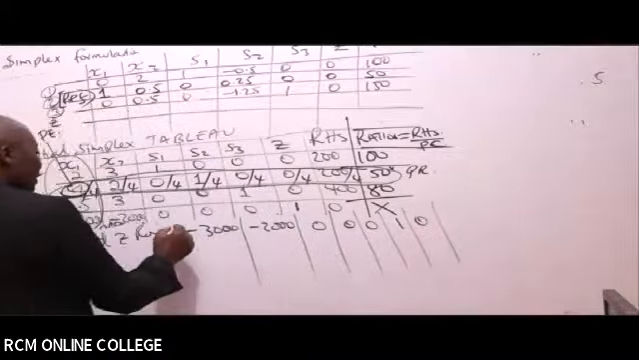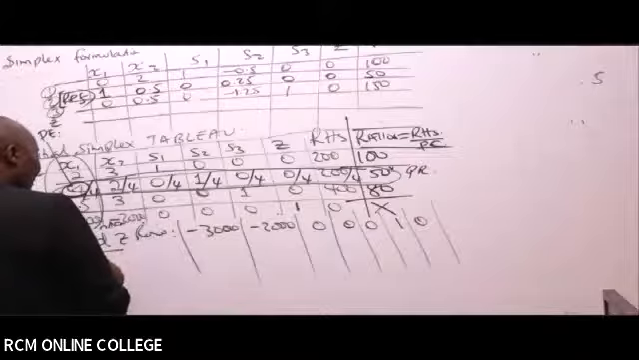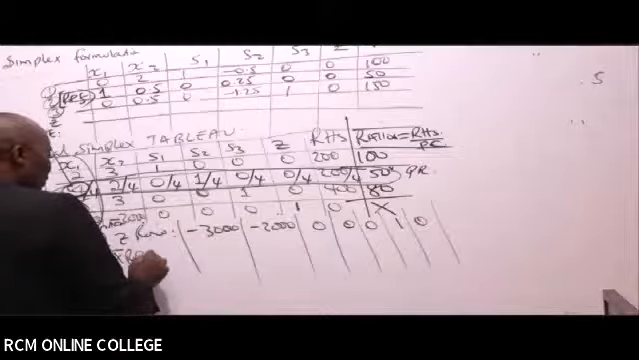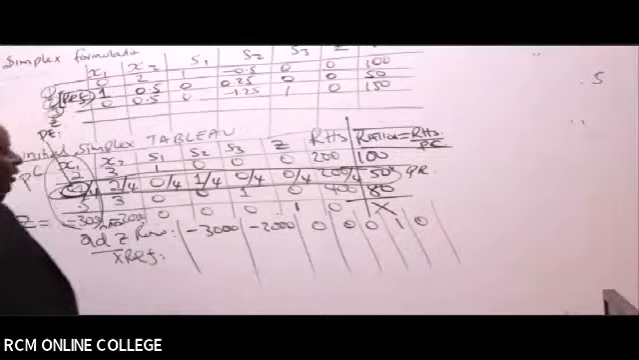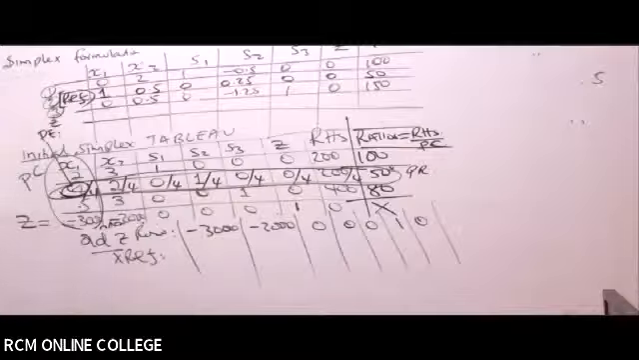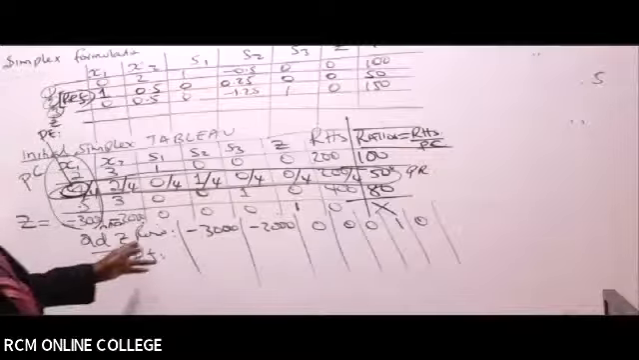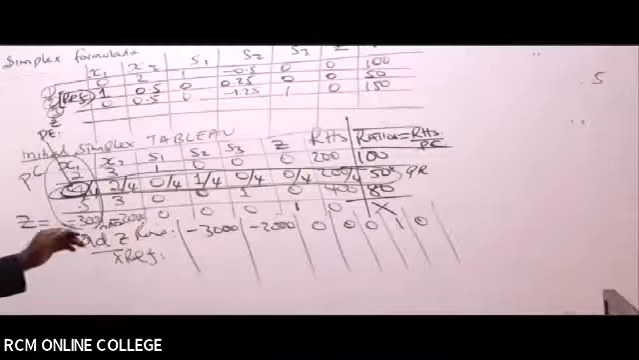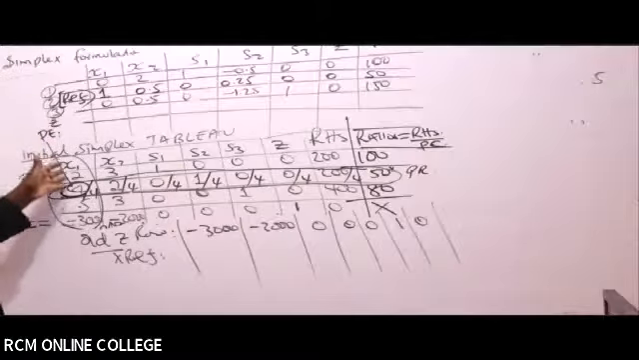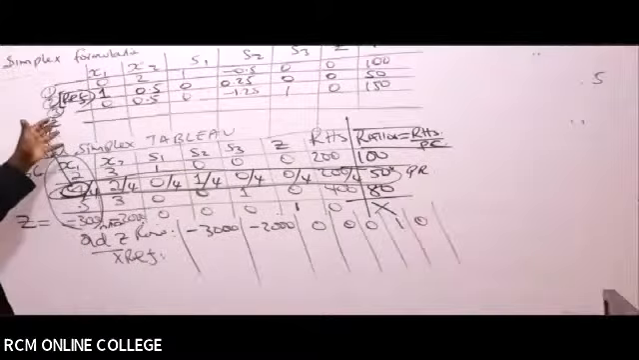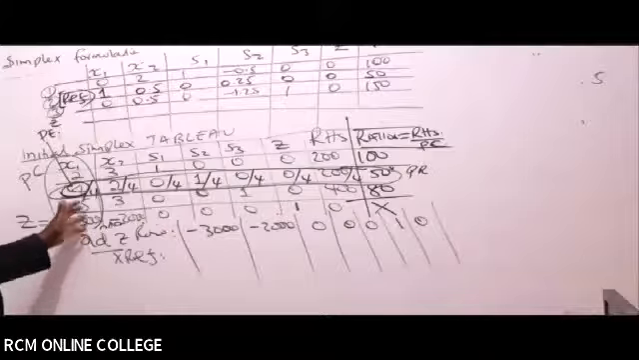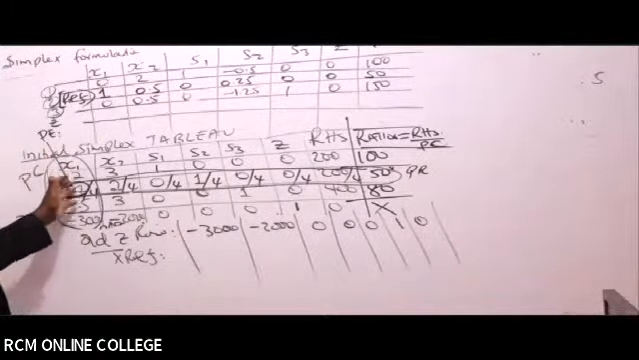Then we come and say minus something times a reference. What is this something in this case? You ask yourself, out of this Z row, is there any number which happens to be in the pivot column? Pivot column is very, very important.